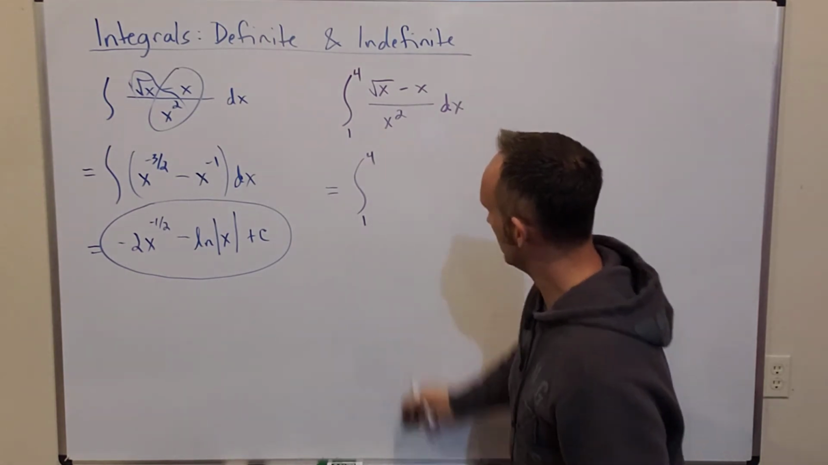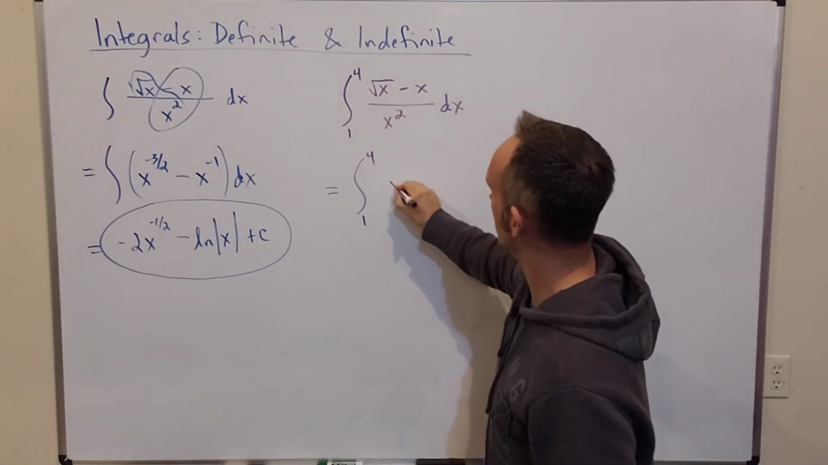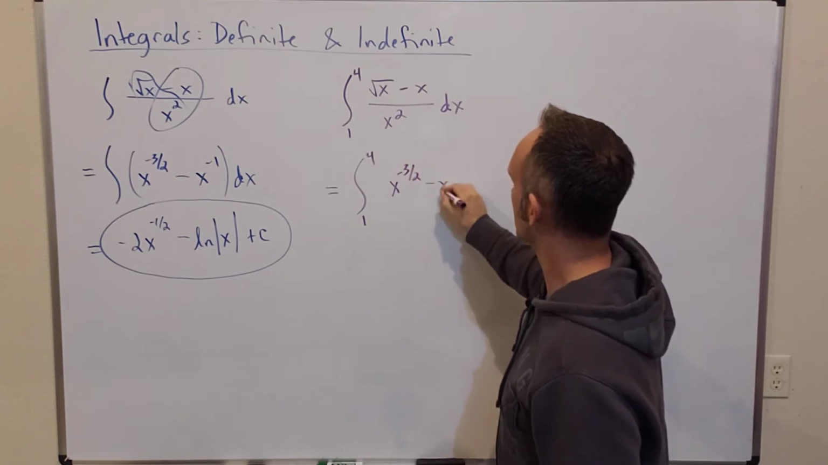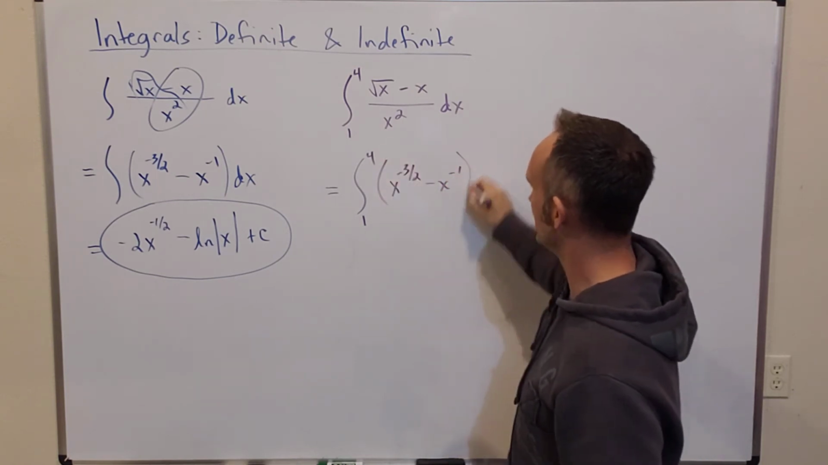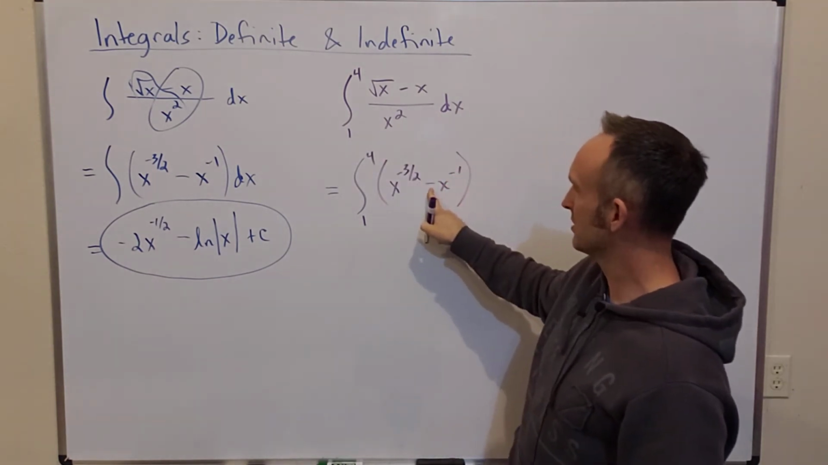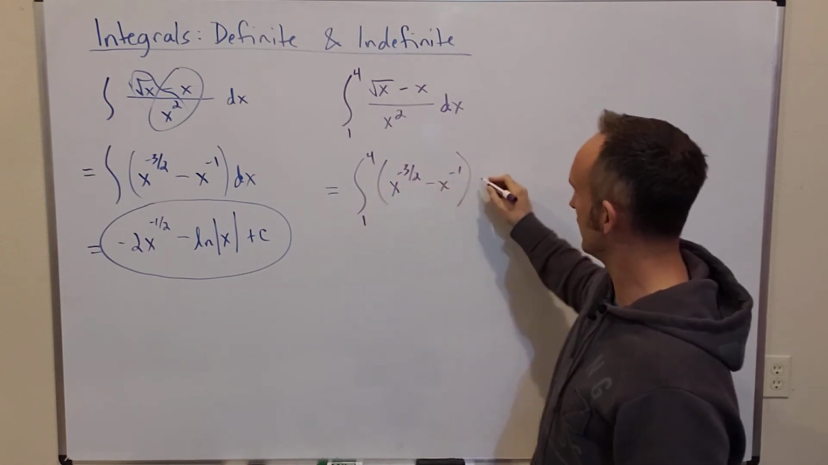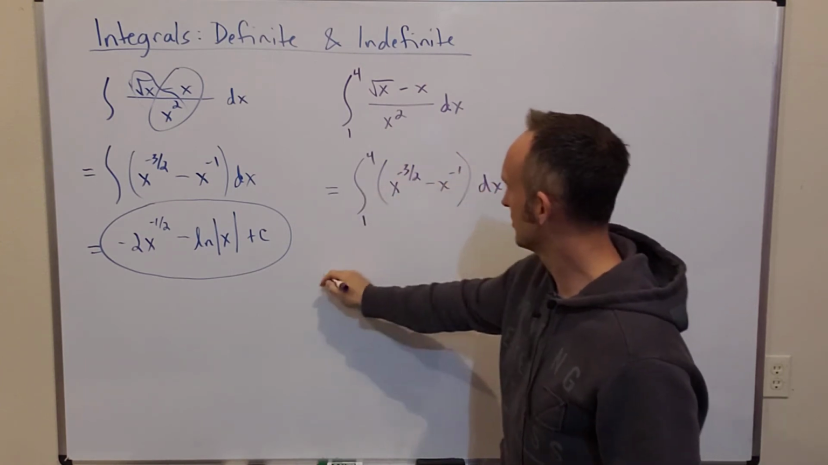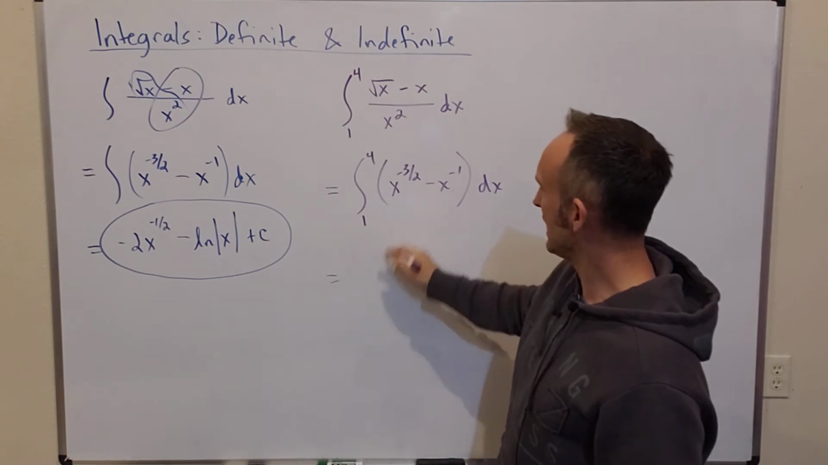Sorry, now we're going to divide. So again, we get x to the negative 3/2 minus x to the negative 1. Make sure to use parentheses here because of this minus. We're trying to apply the integral to this entire function with respect to x. Do the antiderivative.